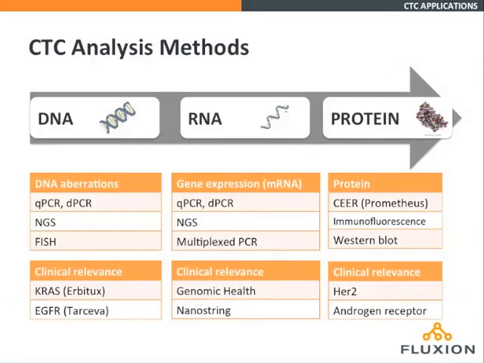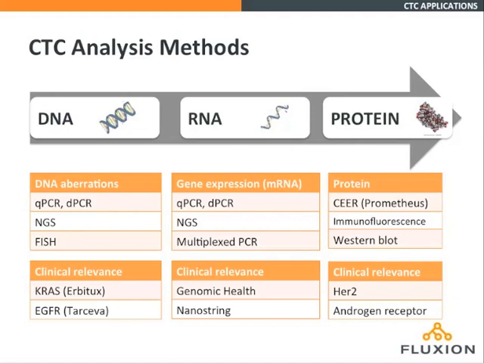So there are a number of points in the cellular pathway that people have chosen to interrogate in circulating tumor cells. There's, of course, DNA mutations and other DNA aberrations. There's RNA that can be interrogated as a surrogate for gene expression, but also for mutations again. Finally, a lot of users choose to look at protein, either protein expression levels or generally localization of the protein, either inside or on the surface of the cell.